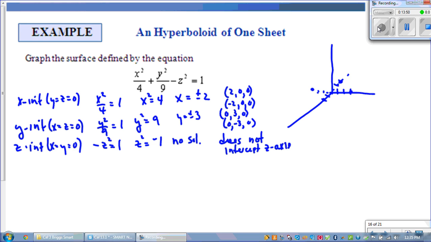Okay, so now let's look at some of the traces. The xy trace. If z is equal to 0, we have x squared over 4 plus y squared over 9 equal to 1, which is an ellipse. Let's see this ellipse right here.